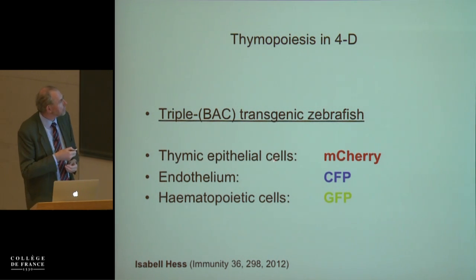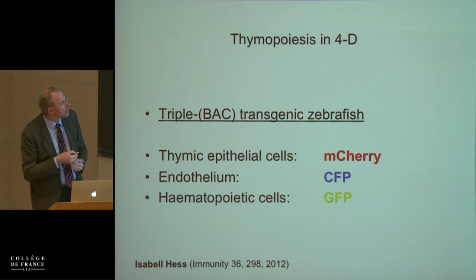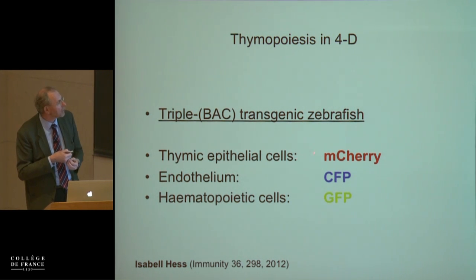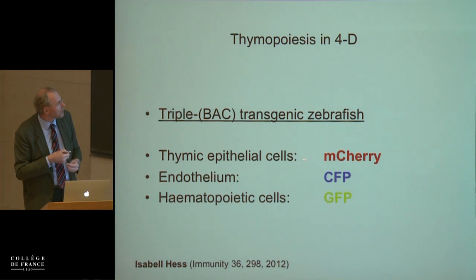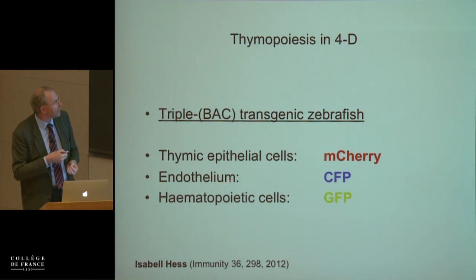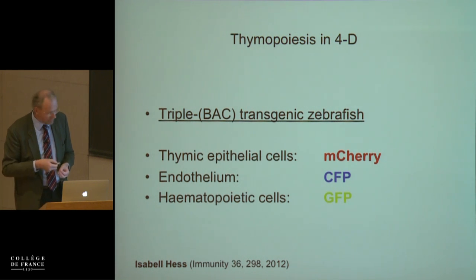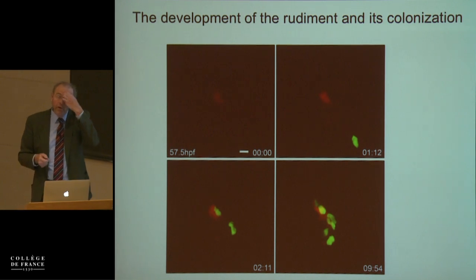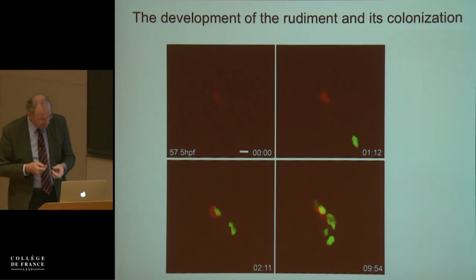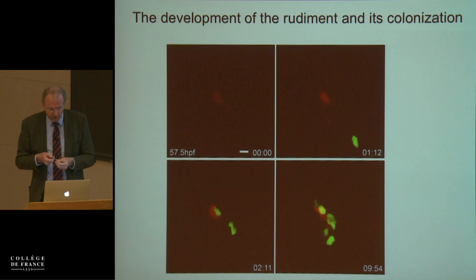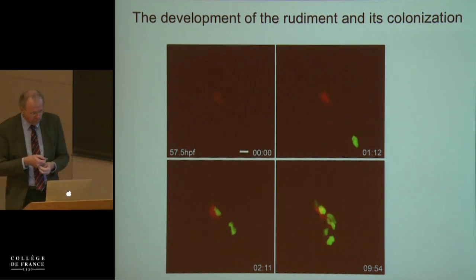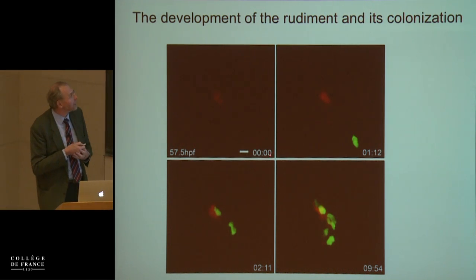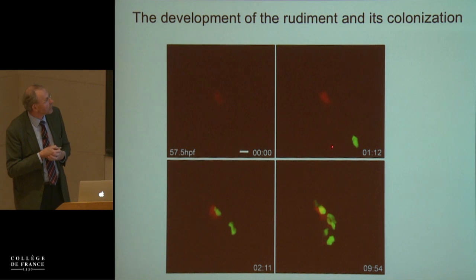And she has made them triple transgenic in order to mark the different and important tissue types for our experiment in different colors: the thymic epithelial cells in red, the endothelium of the vasculature in blue, and the hematopoietic cells in green. Now, before I show you a movie, which caused this presentation to crash, so I'll have to do a detour, I'll show you some still photographs.